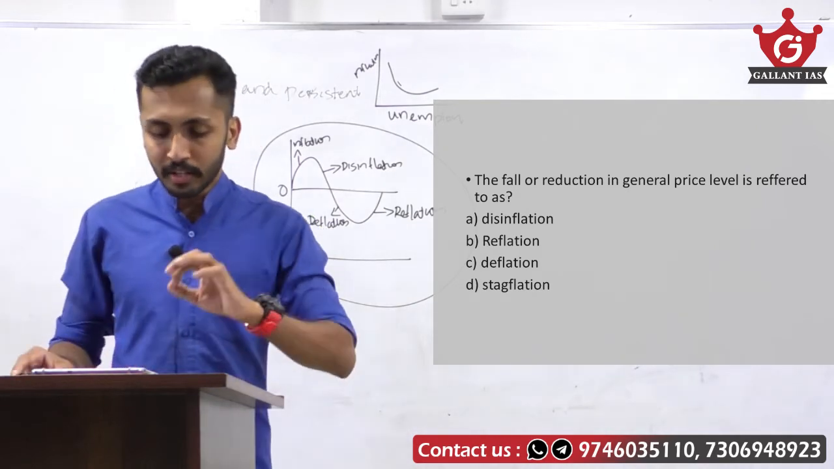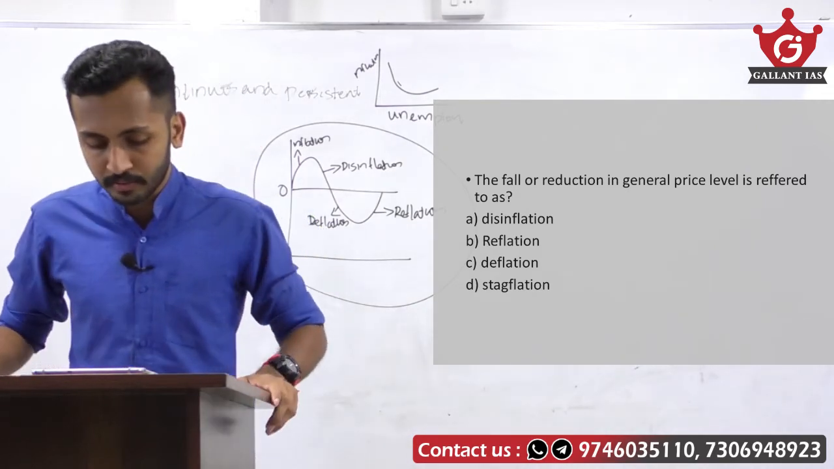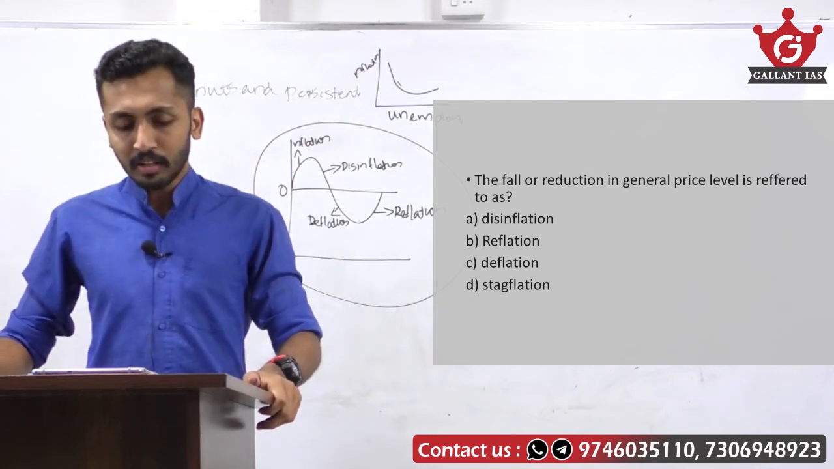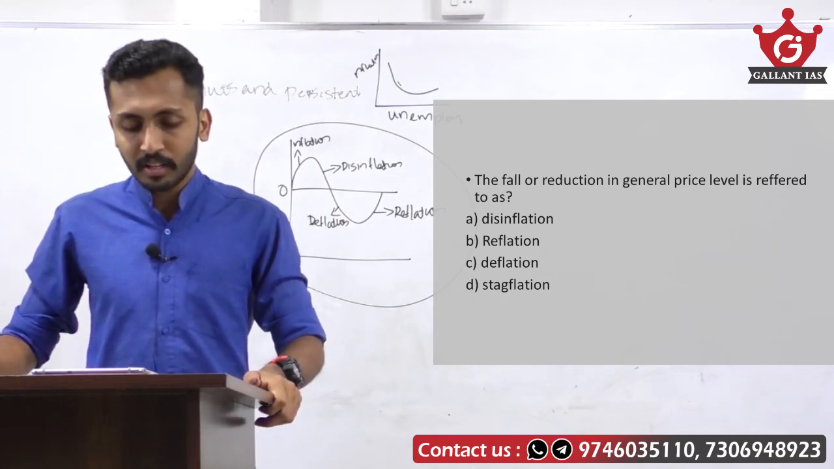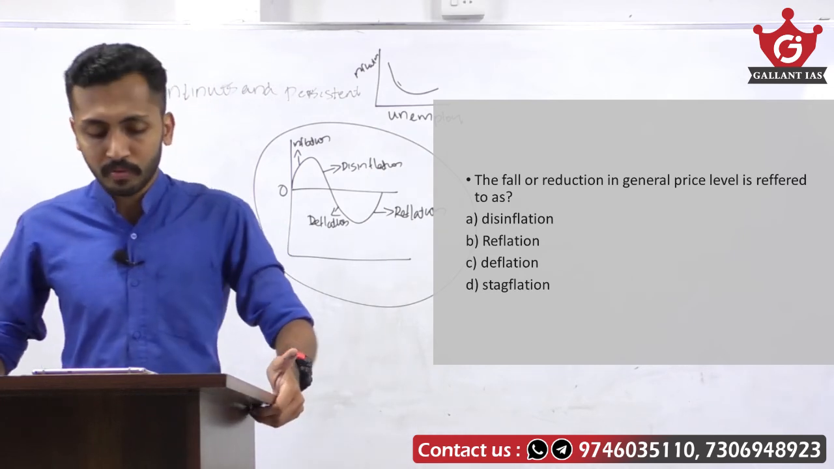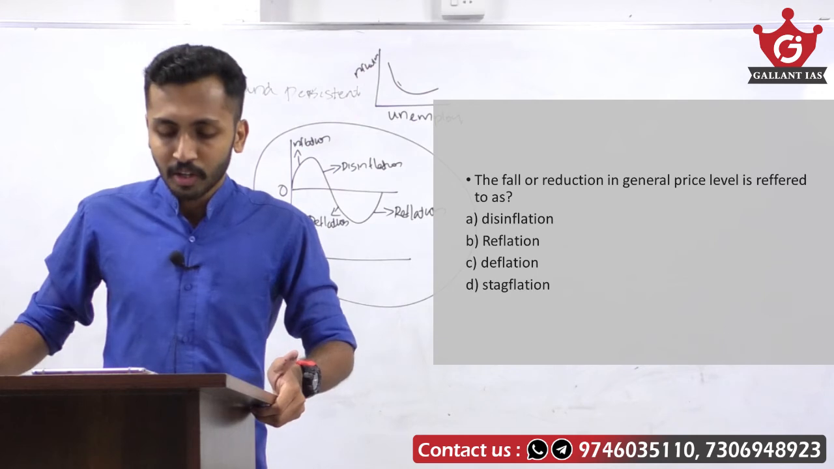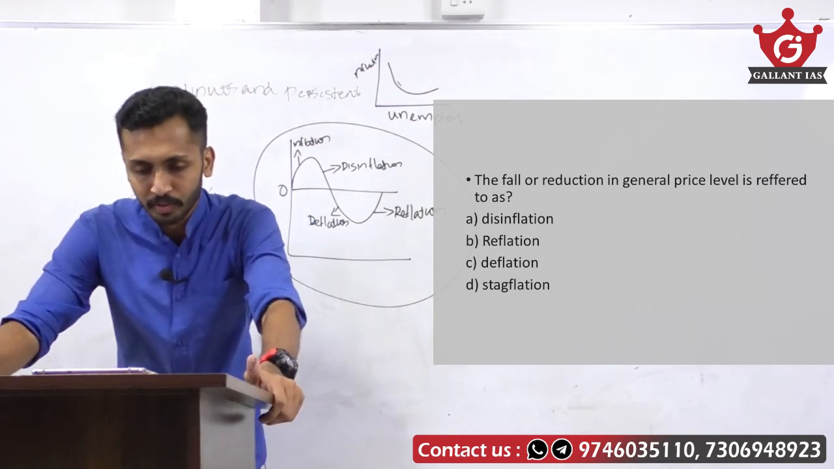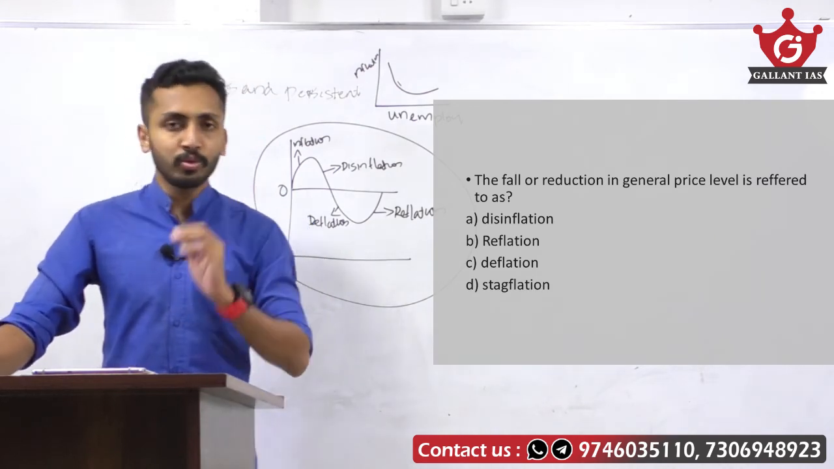Okay, so let's solve the question. The fall or reduction in general price level is referred to as. Here the answer is deflation, the opposite or contrary of inflation. So here the answer is option C, deflation. It is a direct shoot question.